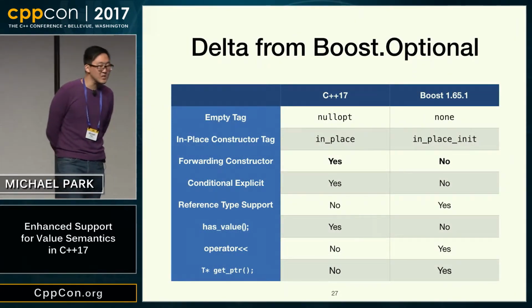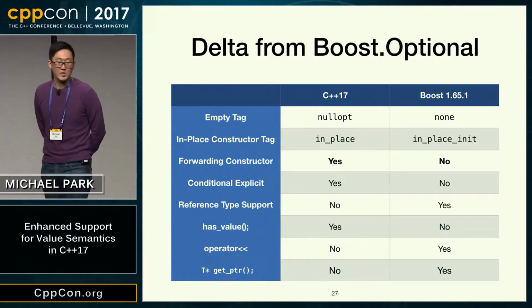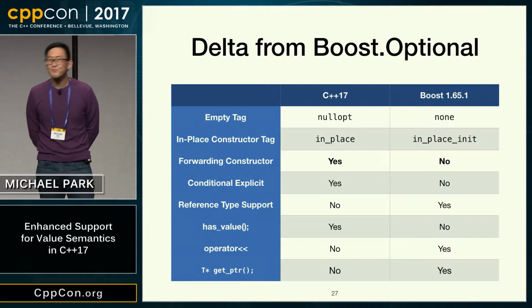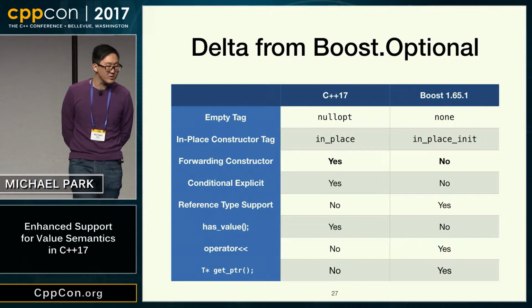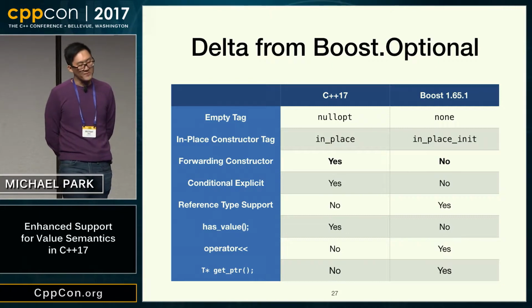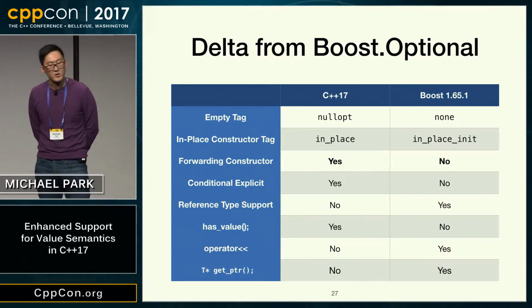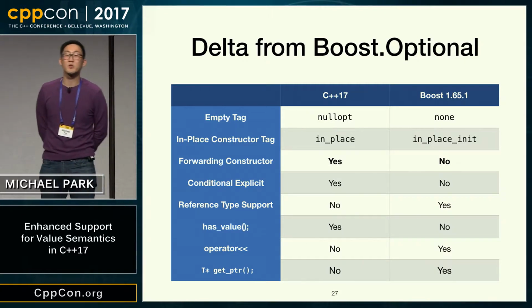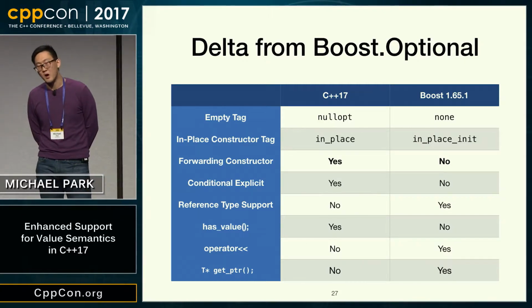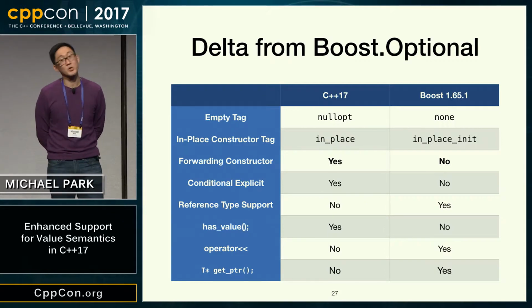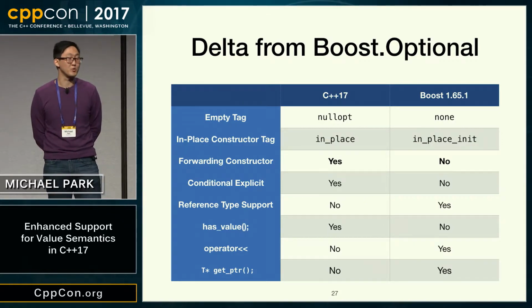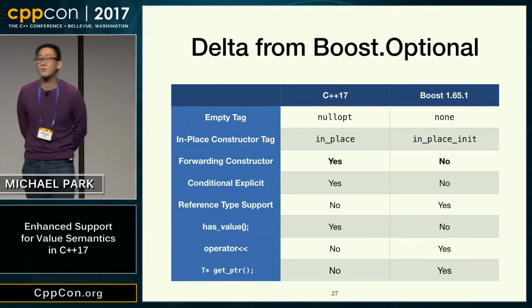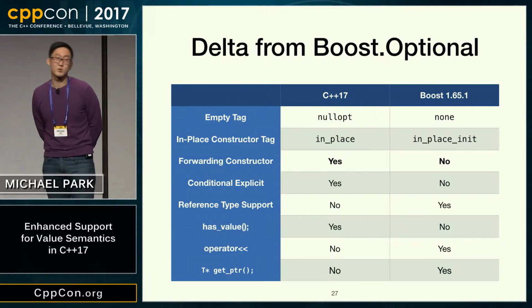And here's a summary of the delta from Boost optional, for those of you who may be really familiar with Boost optional. Most of them are just incremental improvements. The one that I find is the most important is probably the forwarding constructor. Boost optional doesn't have a forwarding constructor, and what that means is my example of saying optional string x equals string literal doesn't work in Boost. Whereas in C++17, that example will work because we'll perfectly forward the string literal onto the string constructor.